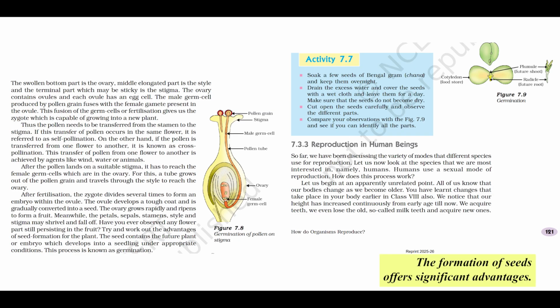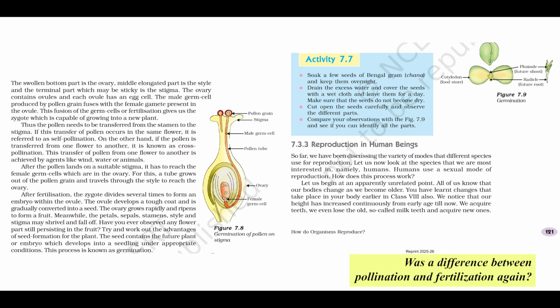Excellent summary. The formation of seeds offers significant advantages. The seed contains the future plant, embryo, protected by a tough coat. This provides dormancy, allowing survival in bad conditions, and facilitates dispersal. Seeds get carried far and wide. Finally, under appropriate conditions, moisture, warmth, oxygen, the seed germinates. The embryo develops into a seedling. You can see this easily by soaking Bengal gram seeds. They sprout, right? That's germination.